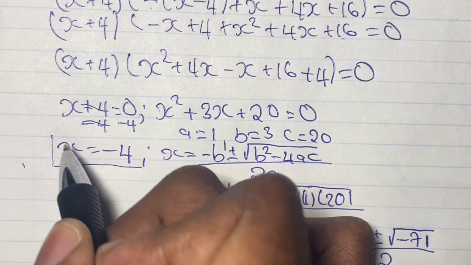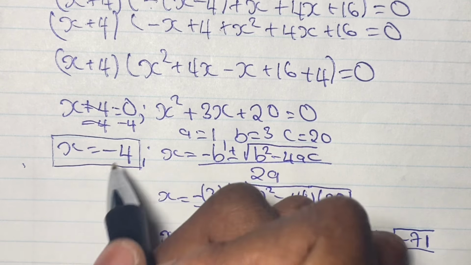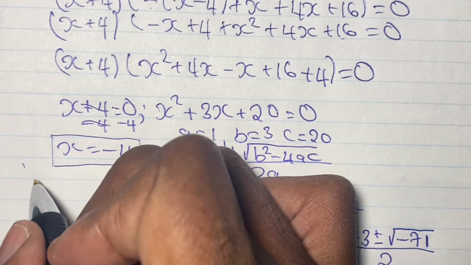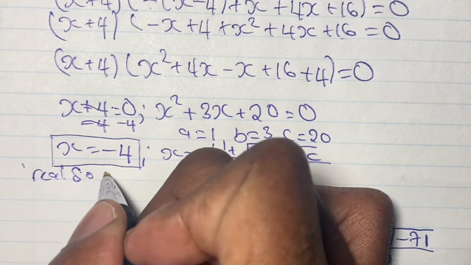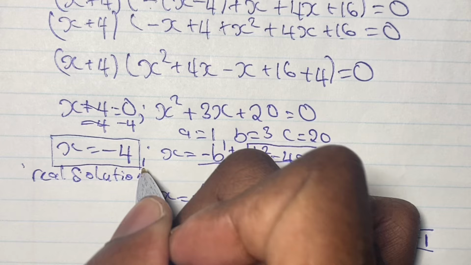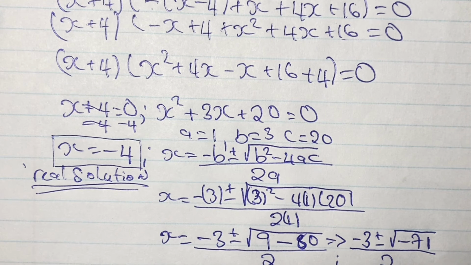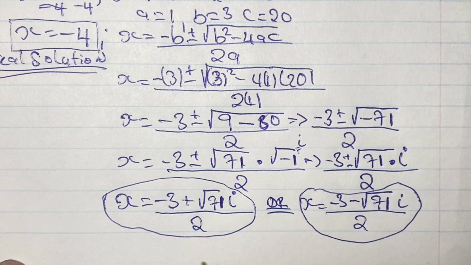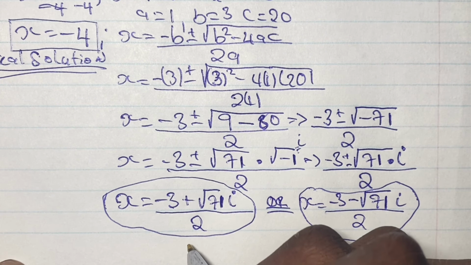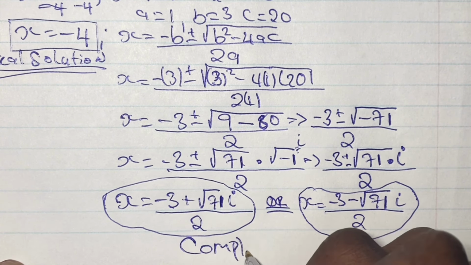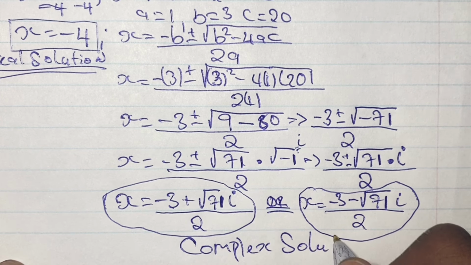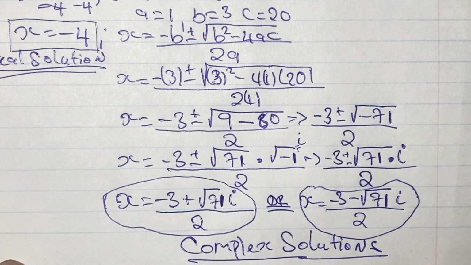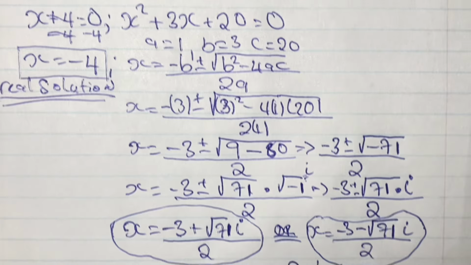So the first solution we have for x is that x is equal to negative 4, and this is our real solution of x. And for these other two solutions of x, these are what we call complex solutions, as both solutions have i in them, where i is an imaginary number.